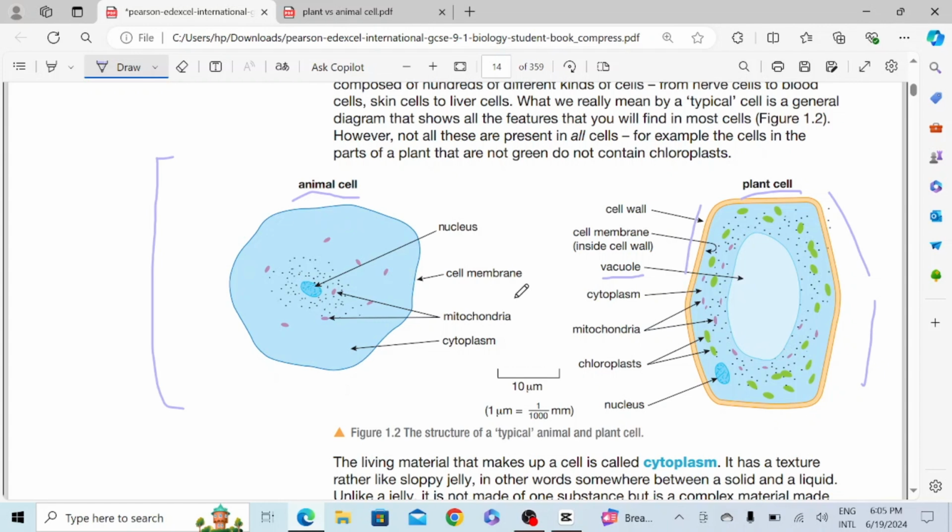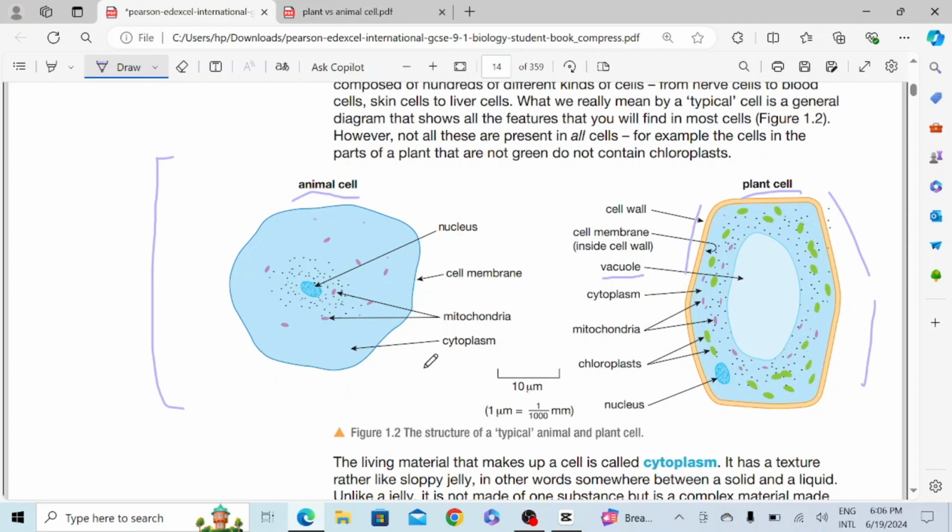Besides that, you can see that animal cells and plant cells both have mitochondria, which is the powerhouse of the cell. Both have cytoplasm. The blue parts are the cytoplasm. And they both have a cell membrane.